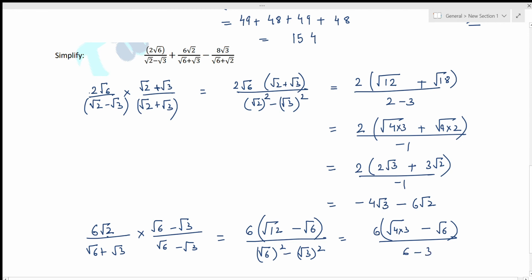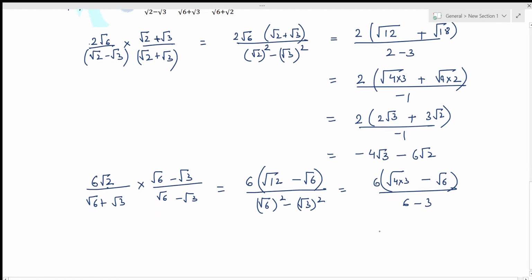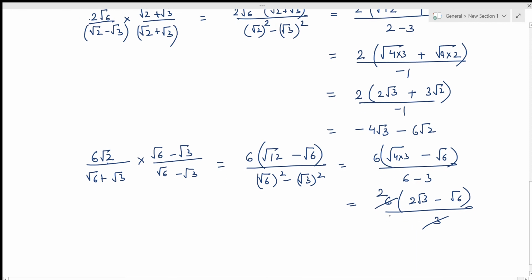Why I'm not taking this 6 inside? Because I know 6 minus 3 will be 3, I can cancel it out. So you will get 6 into root 4, which is 2, 2 root 3 minus root 6 divided by 3. Can cancel out. This will become 2. Now what terms will I get from this? I will get 4 root 3 minus 2 root 6.